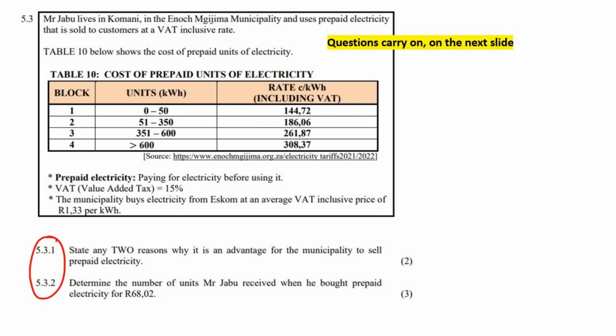Okay? So the first question says, state any 2 reasons why it is an advantage for the municipality to sell prepaid electricity. Well, okay, so let's just explain how that works. There are 2 main ways to get electricity here in South Africa. One of them is using prepaid. Now there's that word prepaid. Prepaid means that you pay before you use it. And the other one is just using like a normal account.